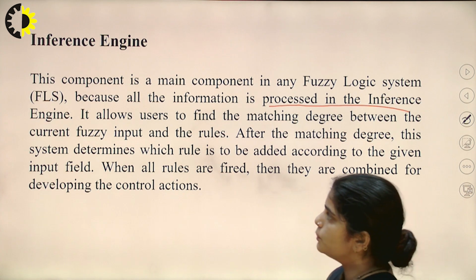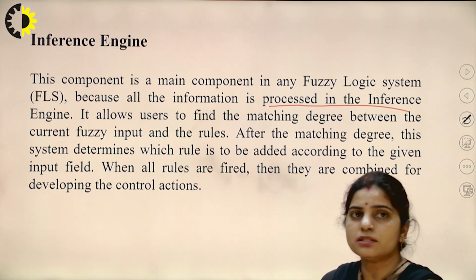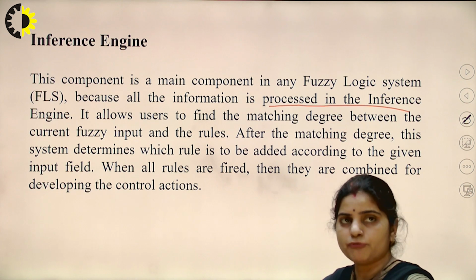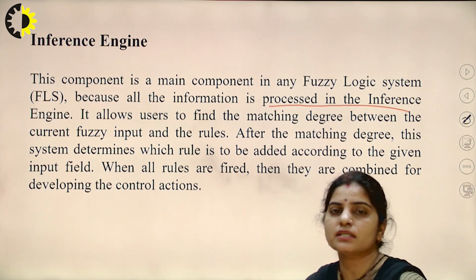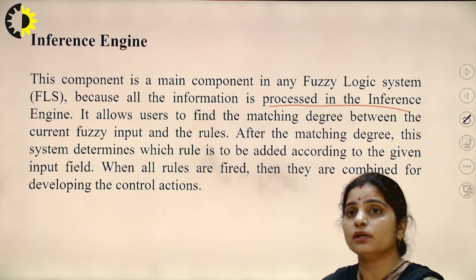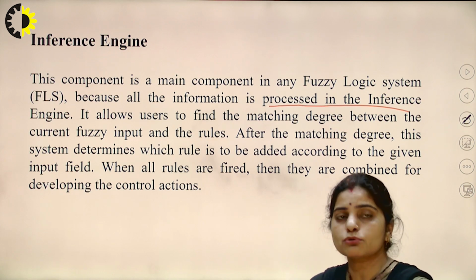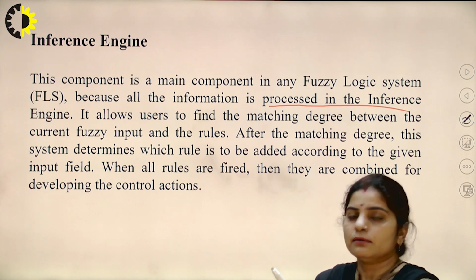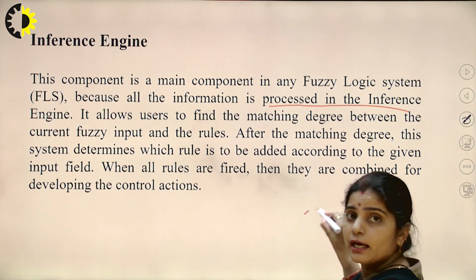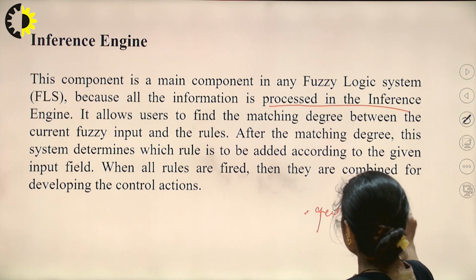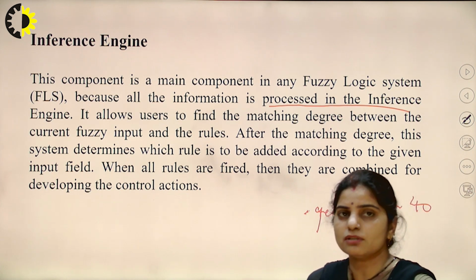So what does the inference engine do? It allows the users to find the matching degree between the current fuzzy input and whatever rules are passed to that particular inference engine. Suppose, in the previous example, I said that we have to identify the degree of fastness or degree of slowness of the speed of a car. So you have provided some specified rules. Suppose I specified the rules that greater than 40 will be considered as fast, and lesser than 40 will be considered as slow. So these rules I had specified earlier.